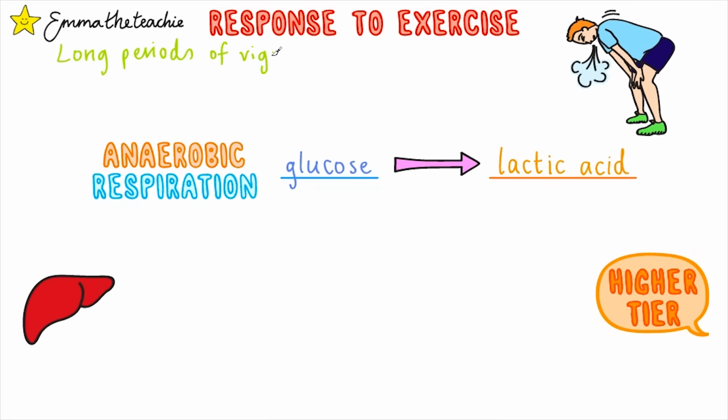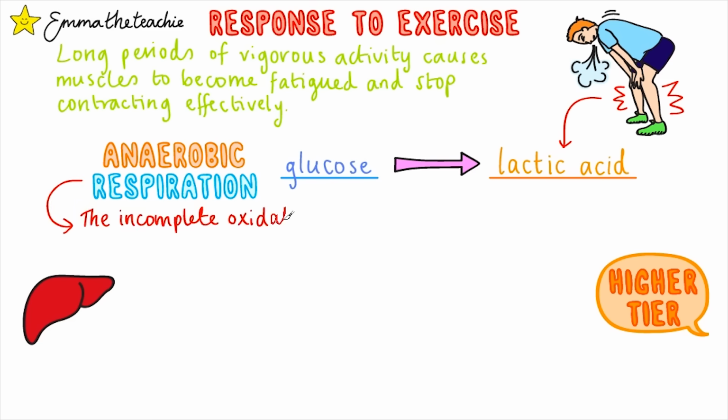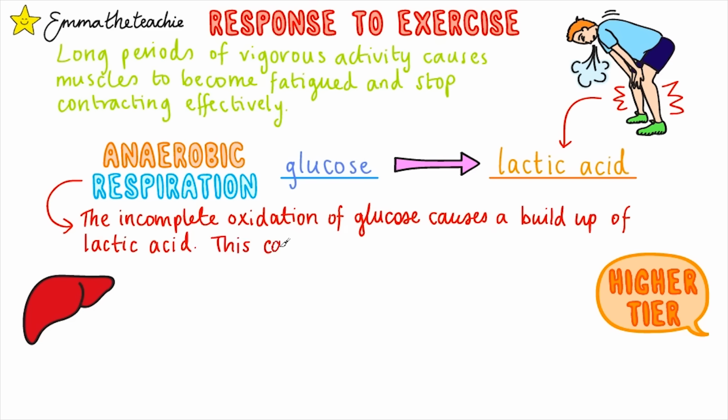Long periods of vigorous activity cause muscles to become fatigued and stop contracting efficiently. You've probably experienced this yourself when exercising. Your muscles get sore and tired. One cause of this is lactic acid. This is produced during anaerobic respiration due to insufficient oxygen. And as we saw in the previous video, the incomplete oxidation of glucose causes a buildup of lactic acid. This also causes an oxygen debt.